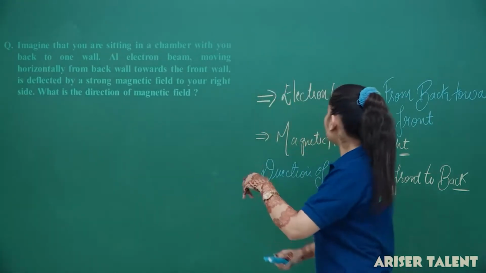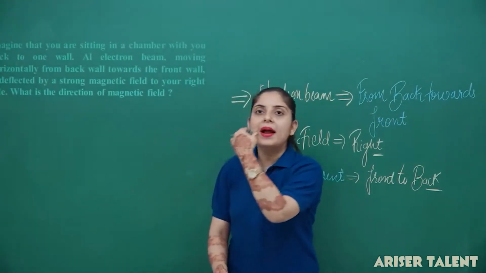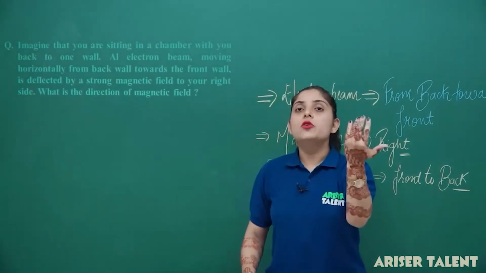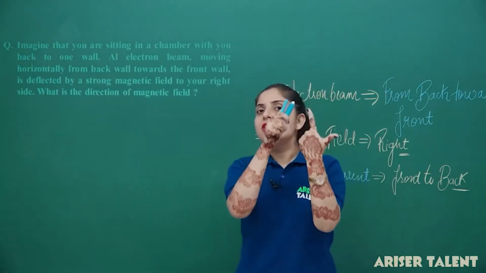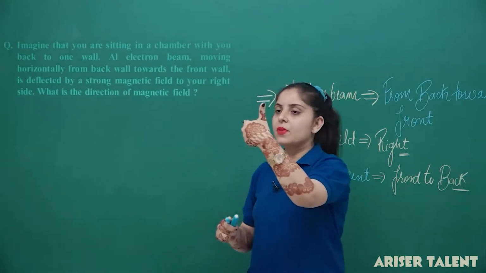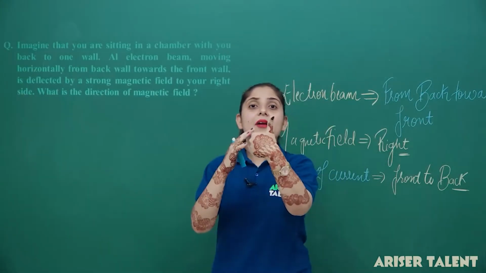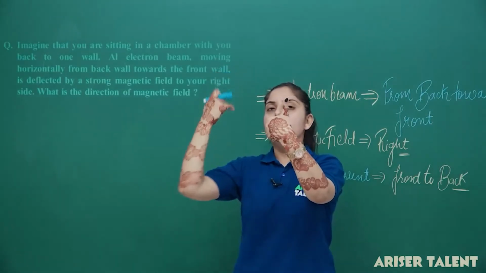So, what I have to do? You can see that the electron beam is coming from back towards front and the current is going from front towards back. So, if I am comparing the front towards back, I can see that this finger is going to show me the direction of the current, so I can keep it inwards. If this will be the direction of current, I can apply here Fleming's left hand rule. This will be the direction of current, that is from front to back.